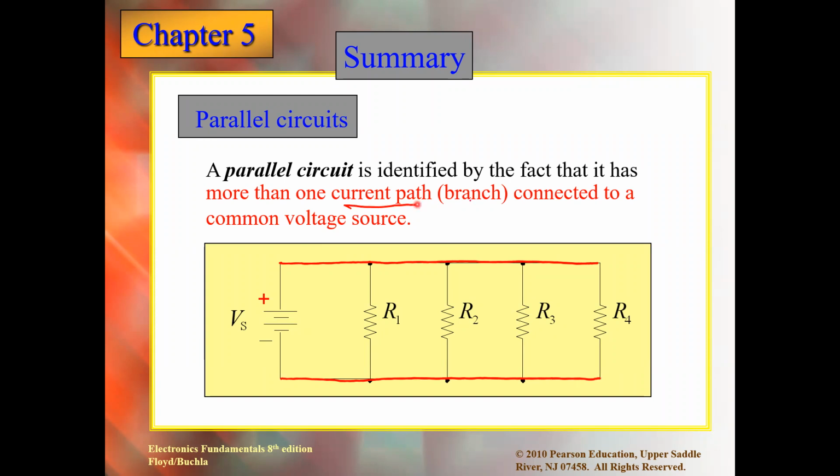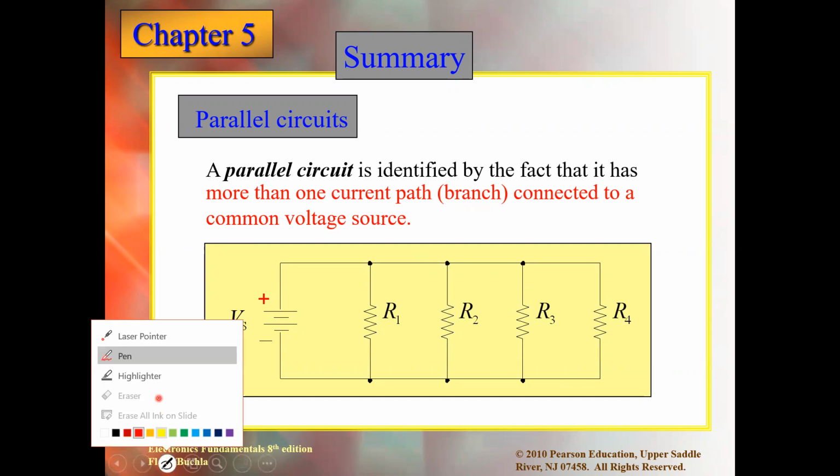Current paths or branches, meaning the elements, are called branches. Like this is an element, it is one branch. This is another branch, third, 4th, 5th branch. Elements could be resistances, voltage sources, current sources, and so on. Okay guys, this is like that.